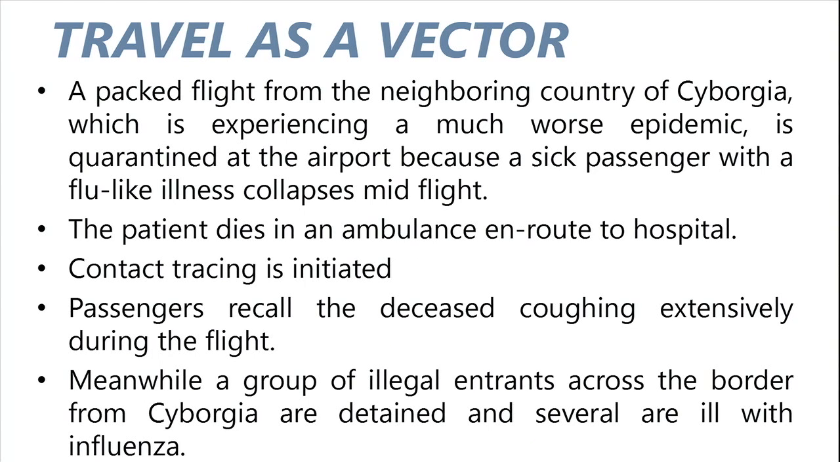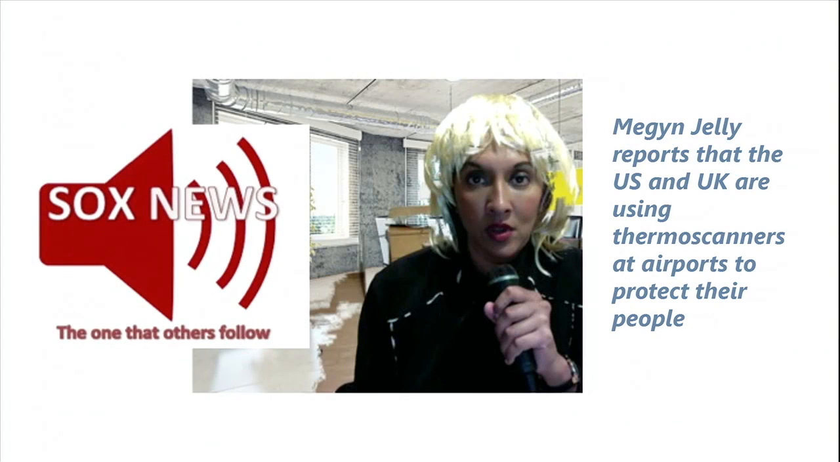Travel as a vector. A packed flight from the neighbouring country of Cyborgia, which is experiencing a much worse epidemic, remember, is quarantined at the airport because a sick passenger with a flu-like illness collapses mid-flight. The patient dies in an ambulance en route to hospital. Contact tracing is initiated. Passengers recall the deceased coughing extensively during the flight. Meanwhile, a group of illegal entrants across the border from Cyborgia are detained and several are ill with the flu. Megan Jelly reports that the US and the UK are using thermoscanners at airports to protect their people.